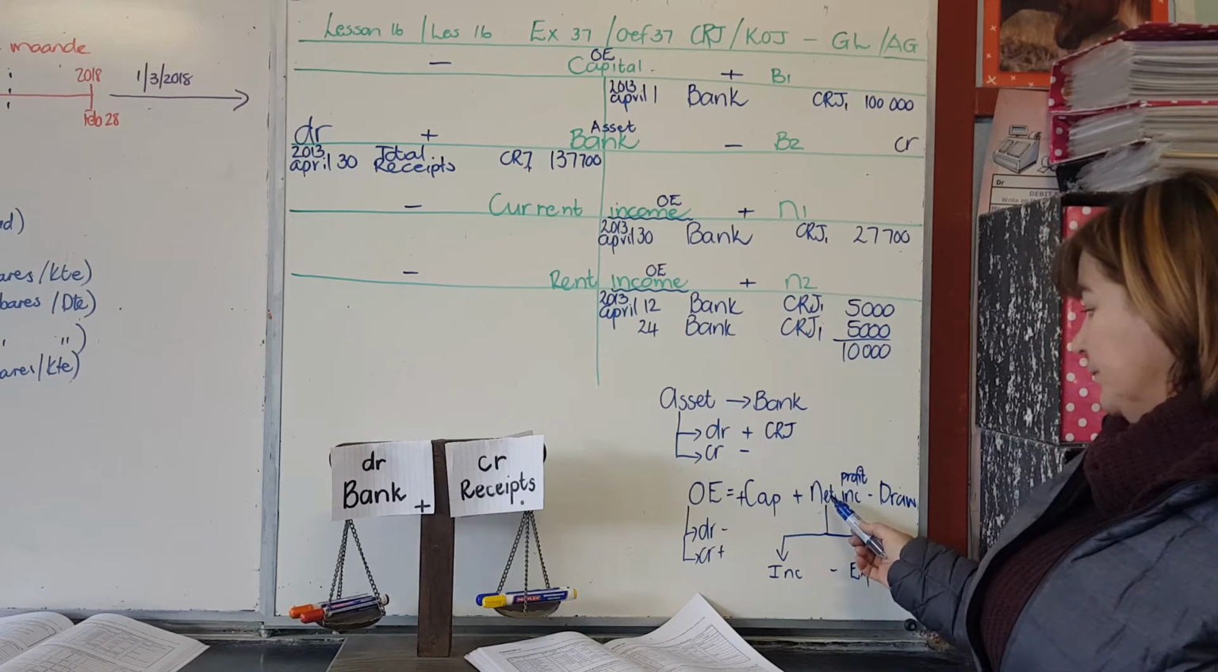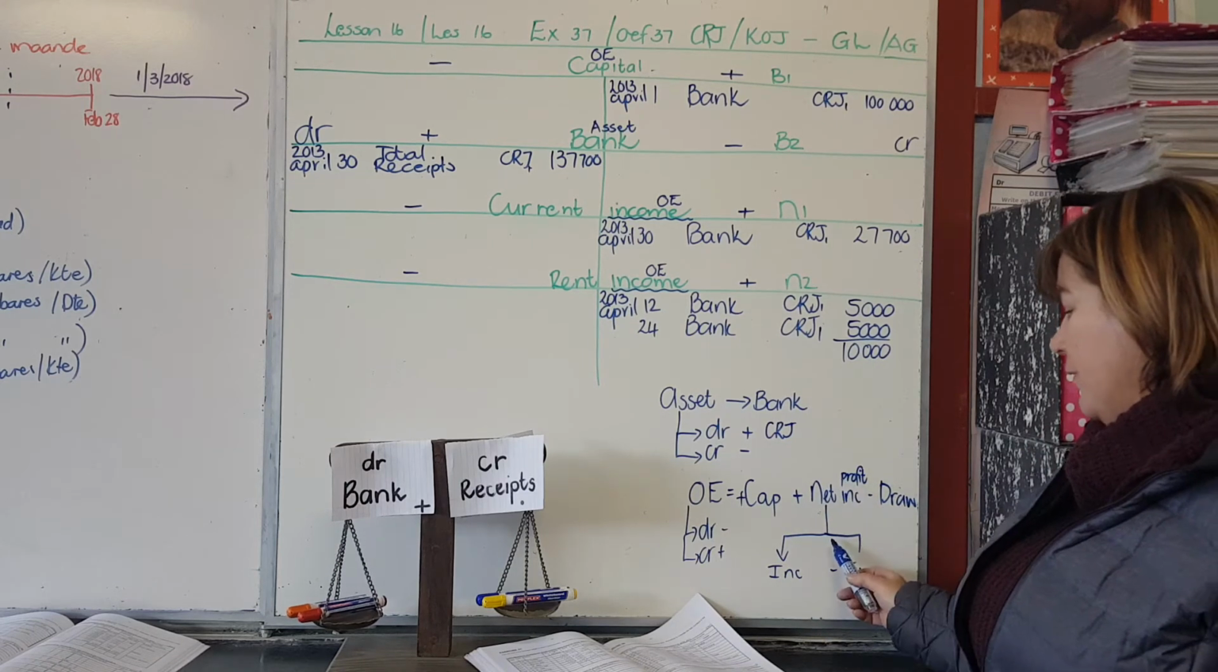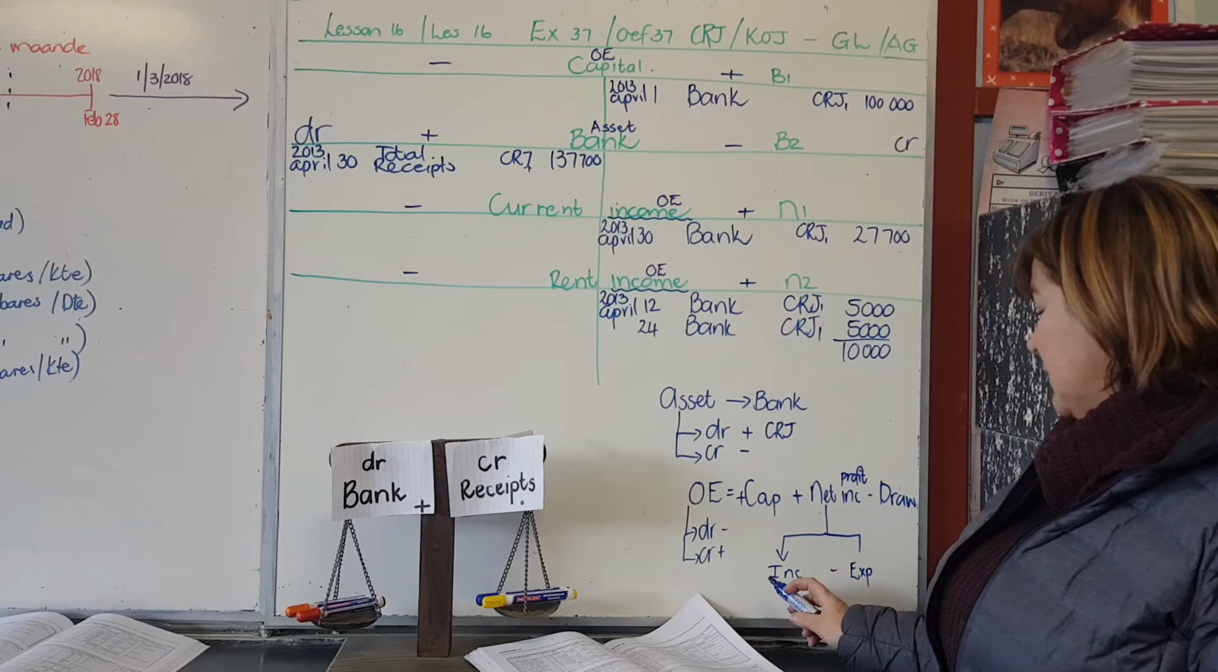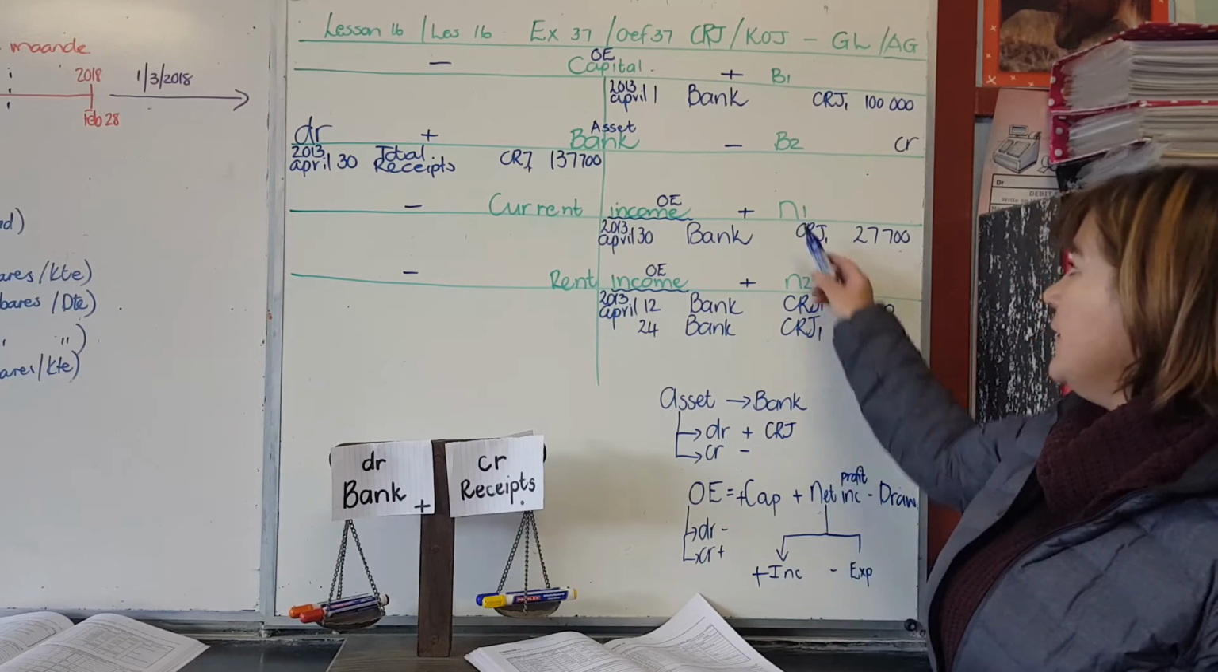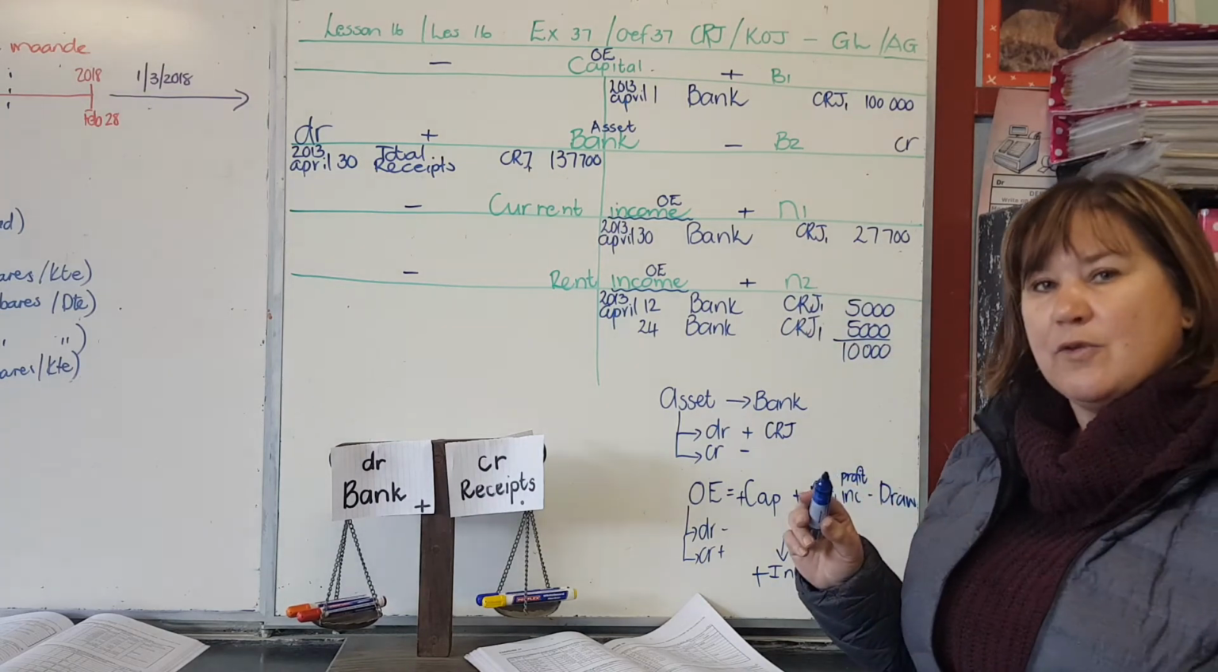Your net profit consists of income minus expenditures, and your income increases your net profit. That's why these two will be credited.